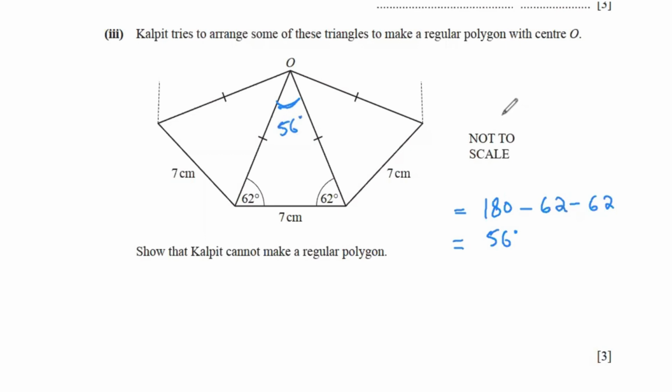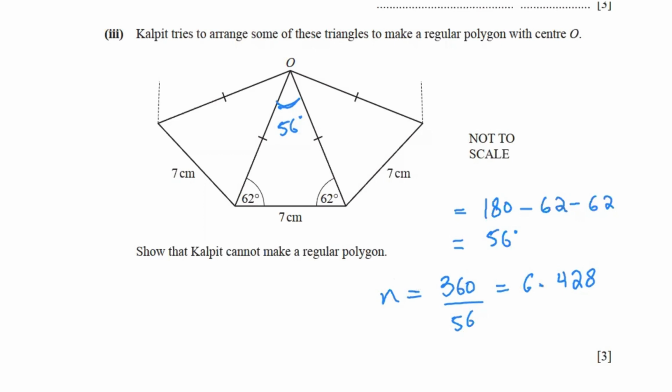So to figure out how many triangles are being added, we can divide 360 by 56 to find the number of sides. So 360 divided by 56 gives us a decimal number, which is 6.428 and so on. Now remember, your number of sides cannot be in decimals. It has to be a whole number.